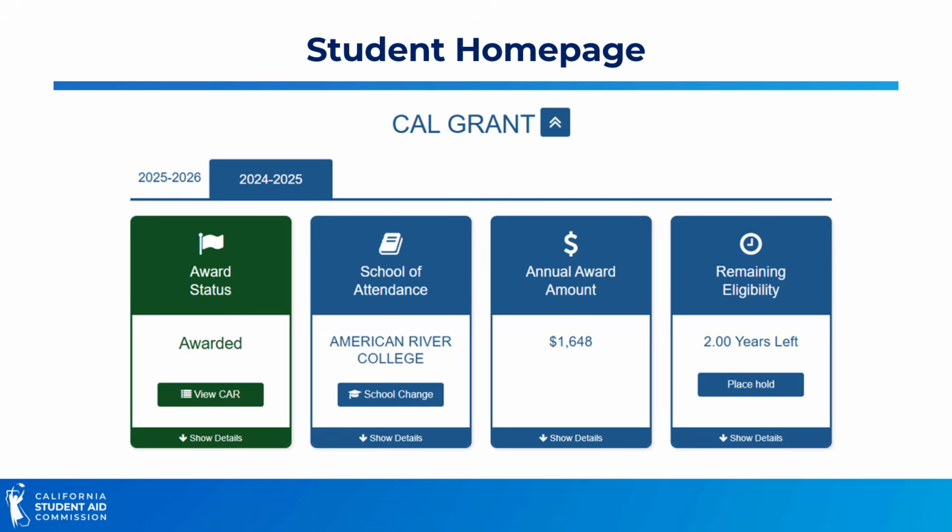The student can click on the Show Details arrow on each card to get more detailed information. Please note that if the student has a different type of state financial aid, for example, a middle class scholarship or a Chafee grant, the student will also see that information in exactly the same way. Remember, there are many resources available and a number of things a student can do on the account, but today we're just going to touch on a couple of important items.